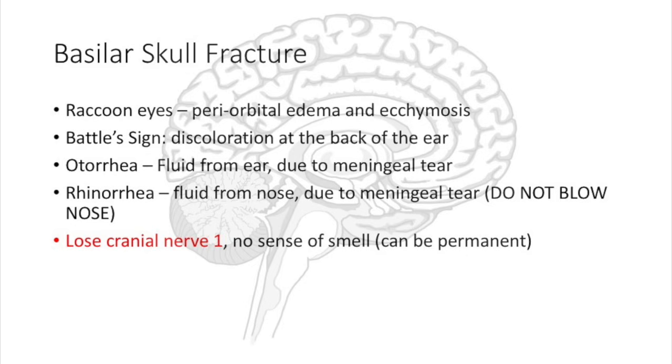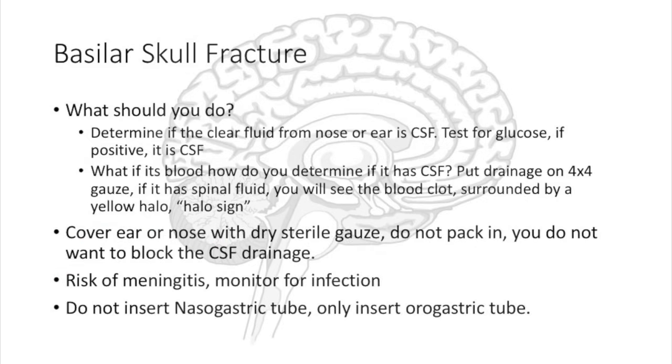This can be permanent. So if there's clear fluid coming from the nose or ear, it's more than likely CSF, but to test for it, you're going to test that with a glucometer. If it has glucose in it, it is CSF. Or if there's blood in the fluid and you don't know if it's clear or not, you want to put that drainage of blood onto a 4x4 gauze.